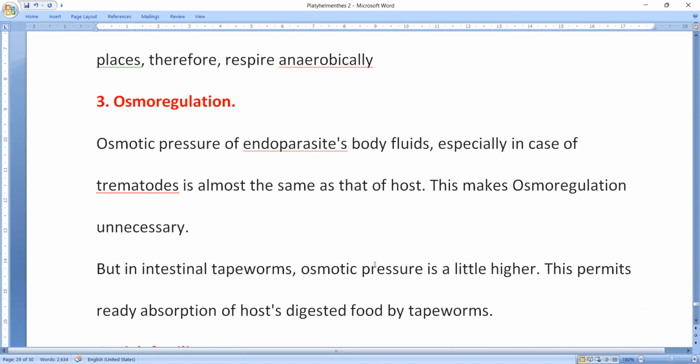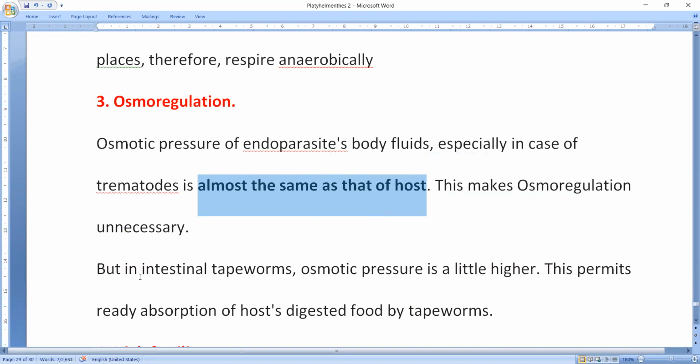Osmoregulation. The osmotic pressure of endoparasites' body fluids, especially in the case of trematodes, is almost the same as the host's. This makes osmoregulation unnecessary.